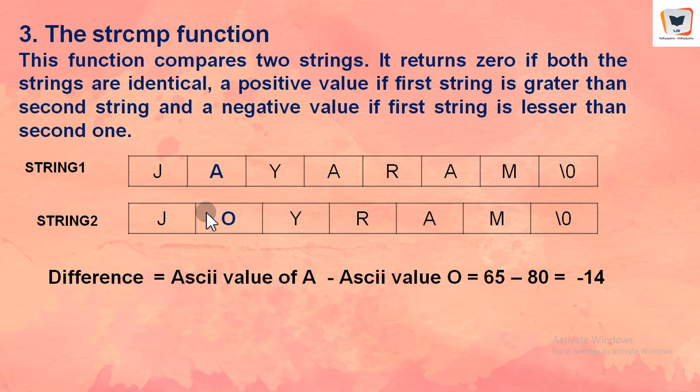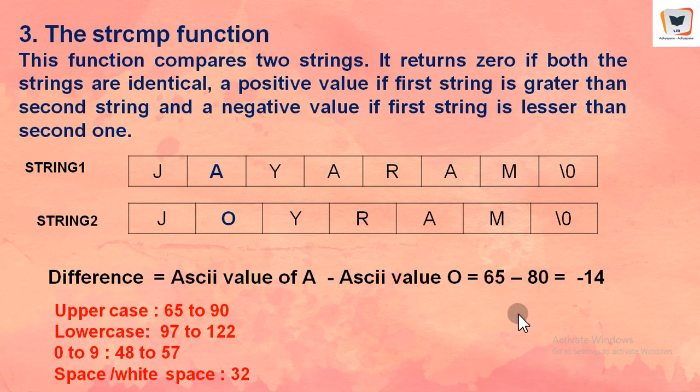Difference equal to ASCII value of A minus ASCII value of O, therefore 65 minus 80, that's equal to minus 15. So I think at this point we need to recall that uppercase alphabets will have values starting from 65 to 90, while lowercase will have 97 to 122, and 0 to 9 is 48 to 57, and the space or white space will be 32. Anyway, there is no need to mug this up or remember it always.